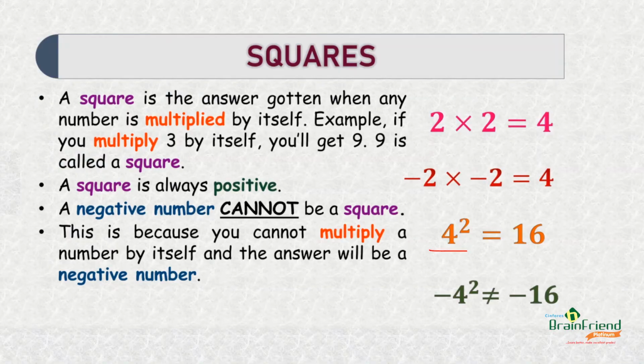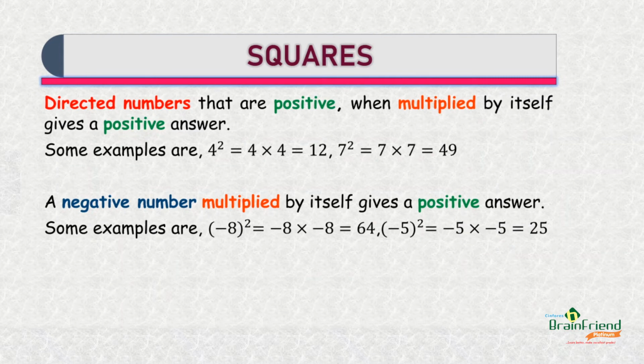Having looked at this example, let's move on to talk about squares. This is how we denote a square. So 4 squared is equal to 16. To explain further, a directed number that is positive, when it is multiplied by itself, gives us a positive answer. Some examples are 4 squared, which is equal to 4 multiplied by 4, is 16. Or 7 squared, which is equal to 7 multiplied by 7, is 49.